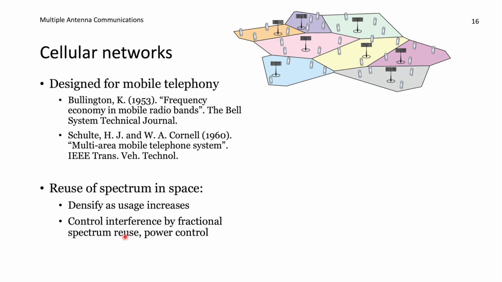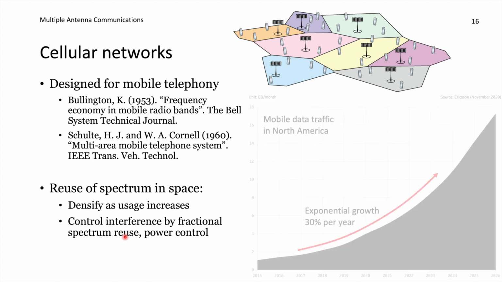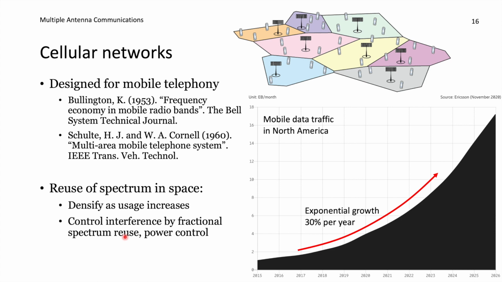The first cellular networks were deployed in the 70s, and then the 80s and 90s and so on. The use of them has increased more and more, and that has led to a traffic growth. Originally, these networks were used for mobile telephony, but nowadays they're used mainly for mobile data traffic.